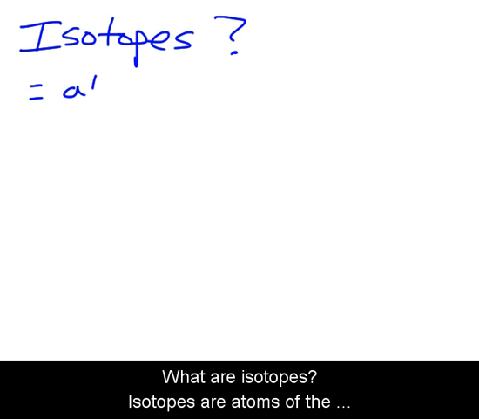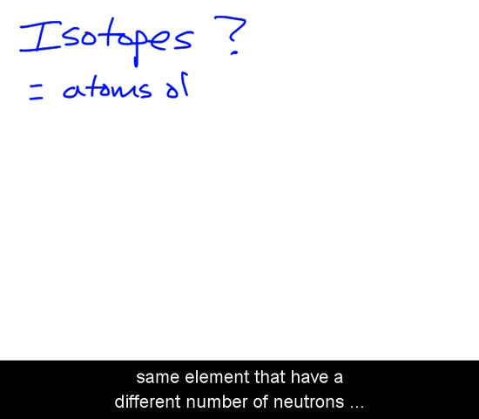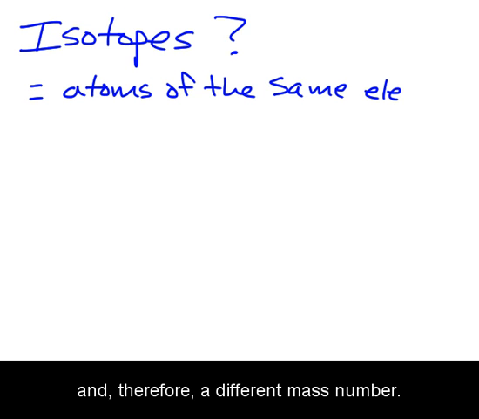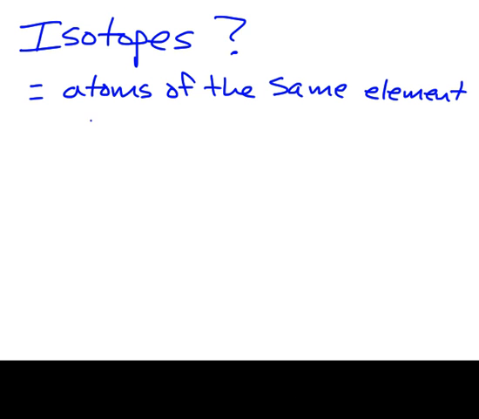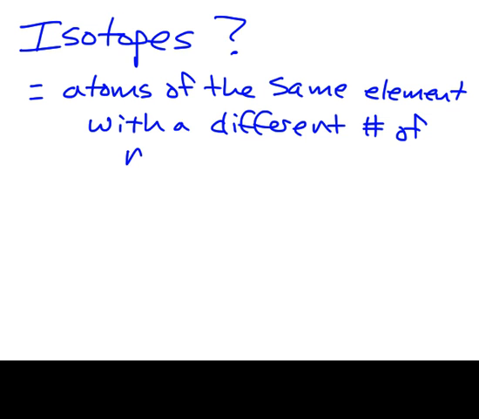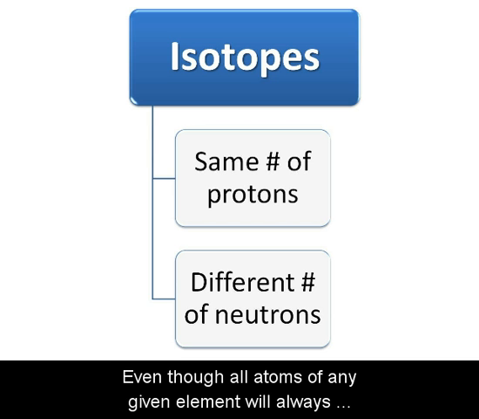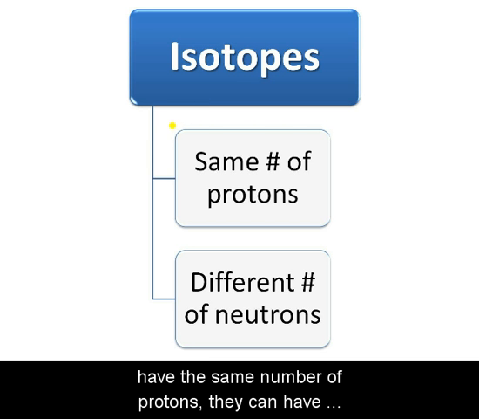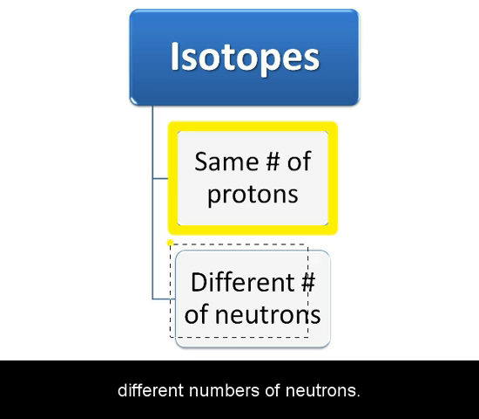What are isotopes? Isotopes are atoms of the same element that have a different number of neutrons and therefore a different mass number. Even though all atoms of any given element will always have the same number of protons, they can have different numbers of neutrons.